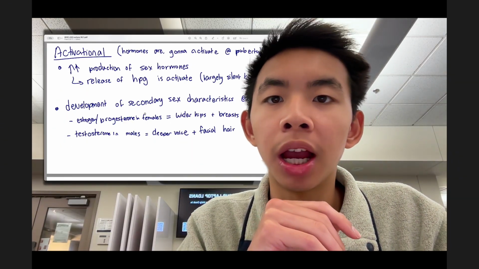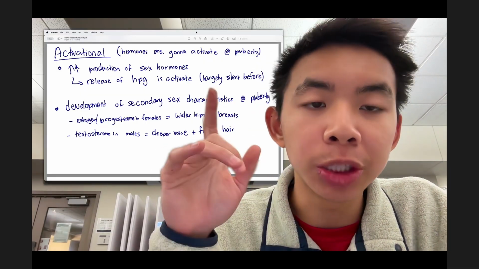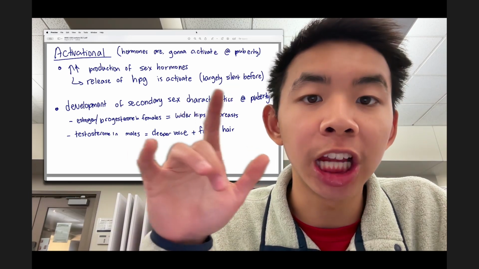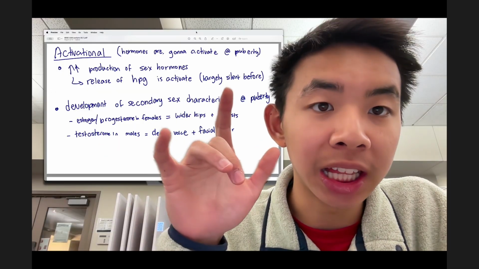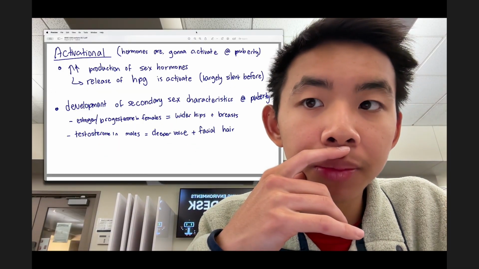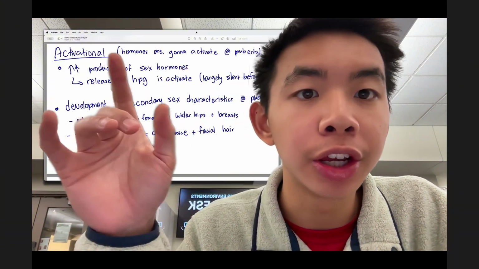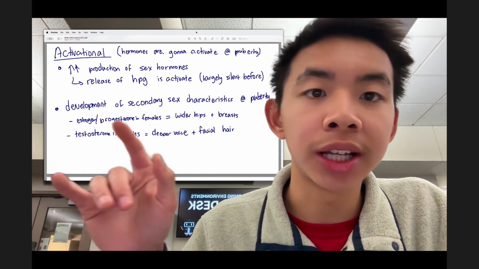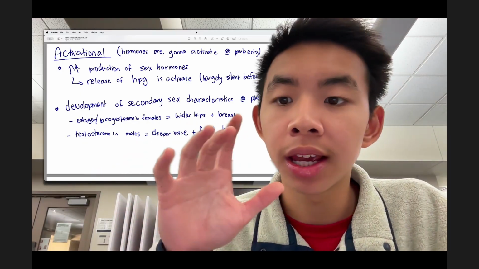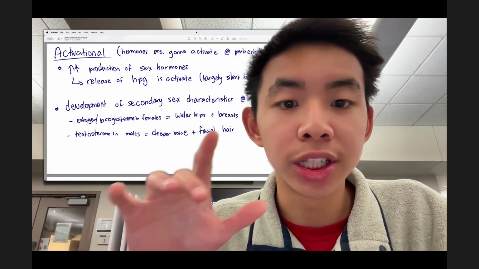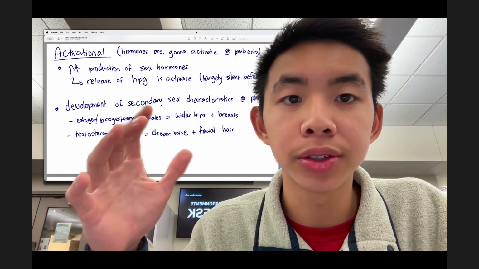So at puberty, right, hormones are going to activate. There's going to be increased production of sex hormones, and there's going to be release of the HPG, which is activated. HPG is largely silent before puberty, but it increases in concentration and secretion during puberty. Development of secondary sex characteristics at puberty: for females, wider hips and development of breasts, and for males, testosterone, which is going to be deeper voice and facial hair. Right, estrogen and progesterone in females, and then testosterone.